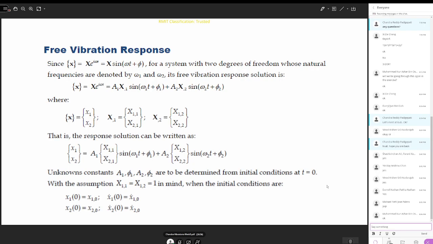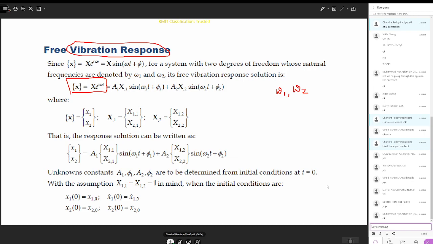The next part is to find the vibration response, the free vibration response. What we got is omega 1 and omega 2, and then we got the modal shapes, x11, x12, x21, x22, so the displacement values. Now to get the response of the system, how can we write the displacement in terms of the given parameters?